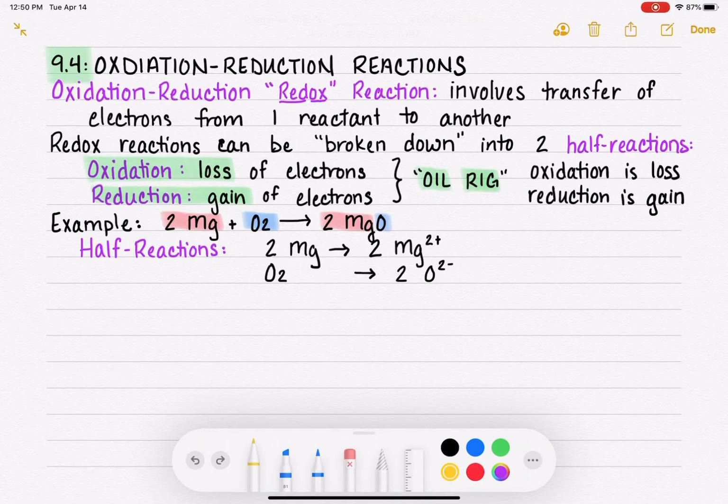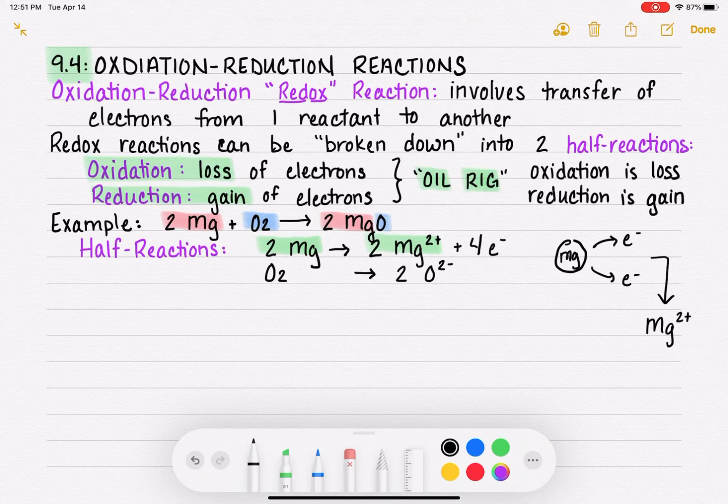In the first half reaction here, we have magnesium atoms, and they are becoming magnesium cations. So the magnesium atoms are losing electrons and becoming positively charged cations. So electrons are actually being produced in this half reaction. Not 2 electrons, that's the wrong number of electrons. 4 electrons are being produced. Every single magnesium atom is spitting out 2 electrons and turning itself into an Mg2+ cation. So we've got these 4 electrons that are being produced during this process.